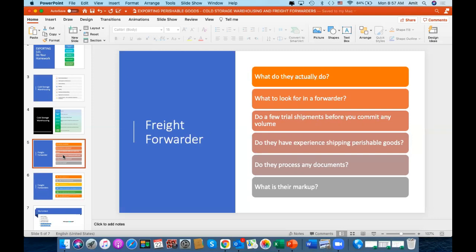What to look for in a freight forwarder? Well, first of all, you want to make sure that they know what they're doing. Not all freight forwarders ship perishable goods. The easier course of action is to ship dry goods because they don't require as much documentation. It's not time or temperature sensitive. So you want to find a freight forwarder that really has had experience in shipping perishable goods, because it's a different animal than shipping dry goods.